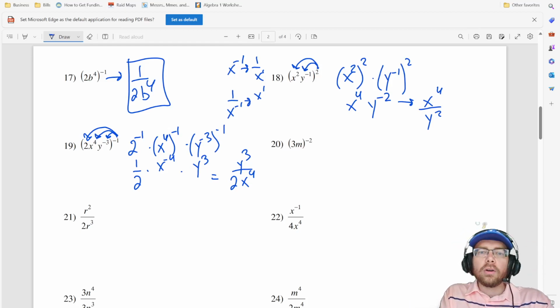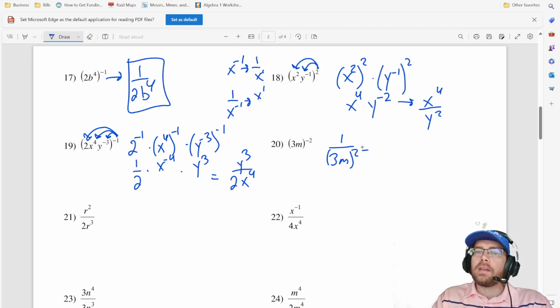All right, so now let's look at what happens if I do it where I flip it first. So I flip it first, like that. And then I would distribute the 2. So then that's 1 over 3 squared times m squared. And then evaluate anything if I need to. 3 squared is 9, so that's 1 over 9m squared.